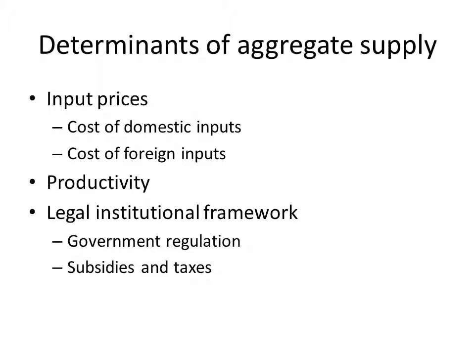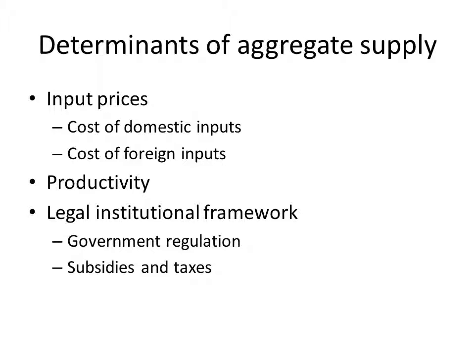Second is productivity. Productivity simply means you get more output per worker. This is our measure of productivity. This has an impact on aggregate supply too. So if productivity rises, in other words, the output per worker rises, then the aggregate supply curve shifts to the right. But if productivity declines, it shifts us to the left.